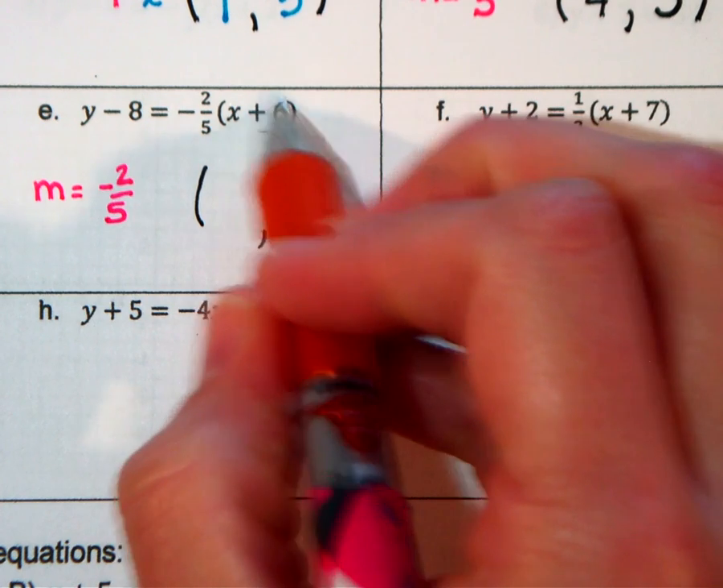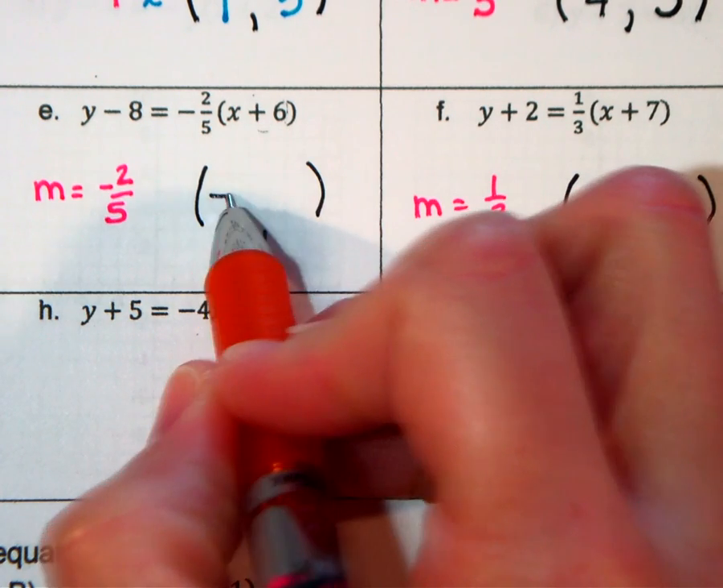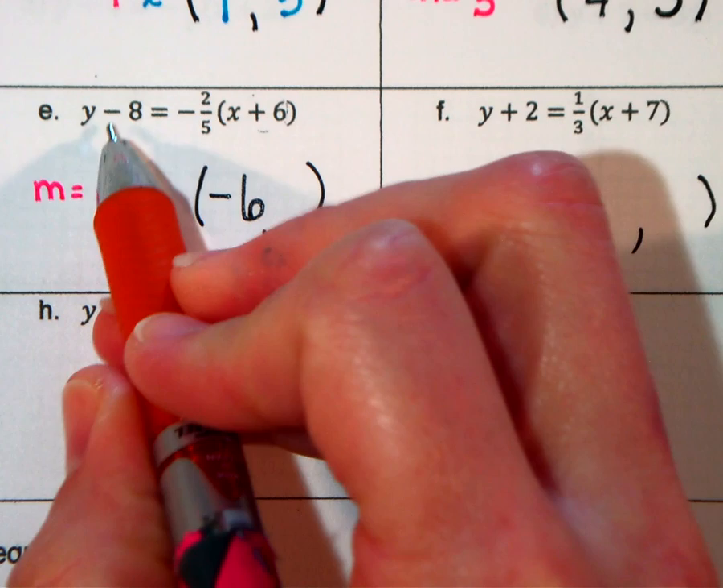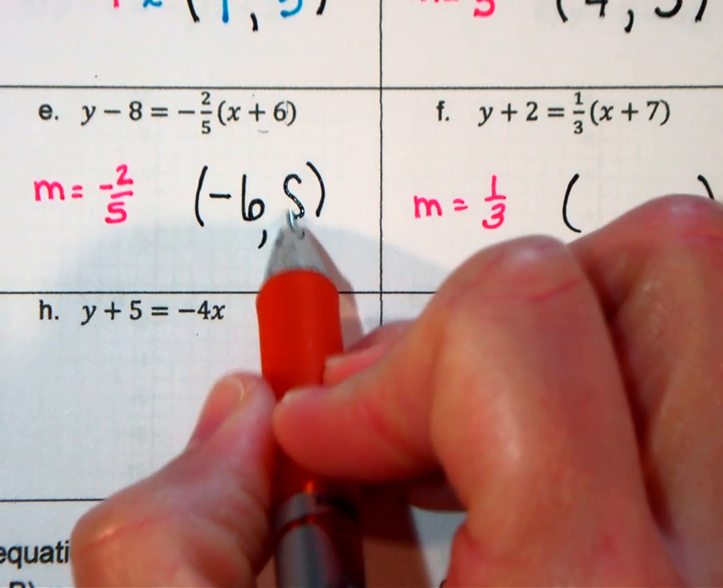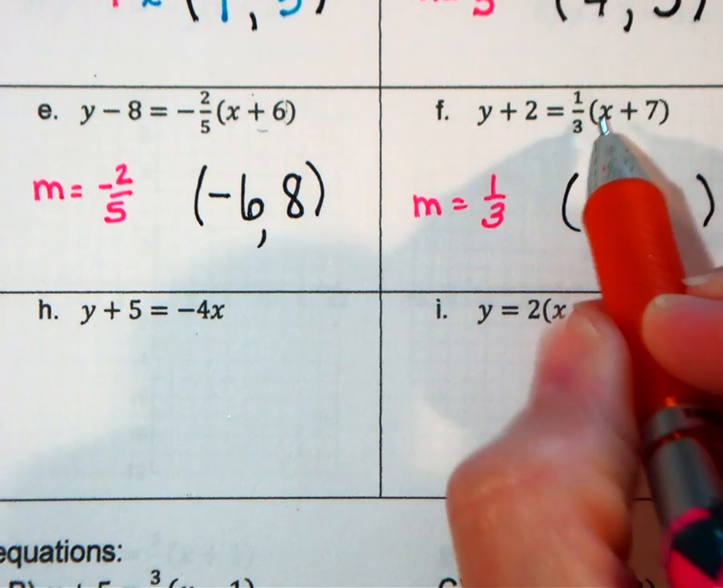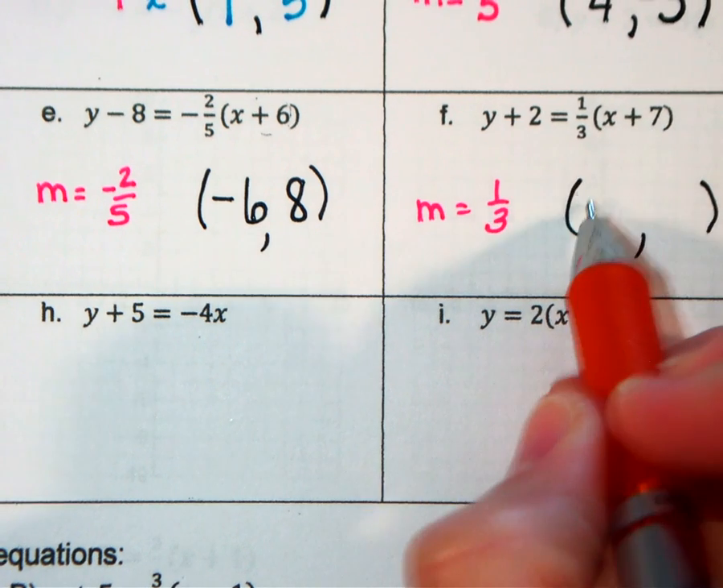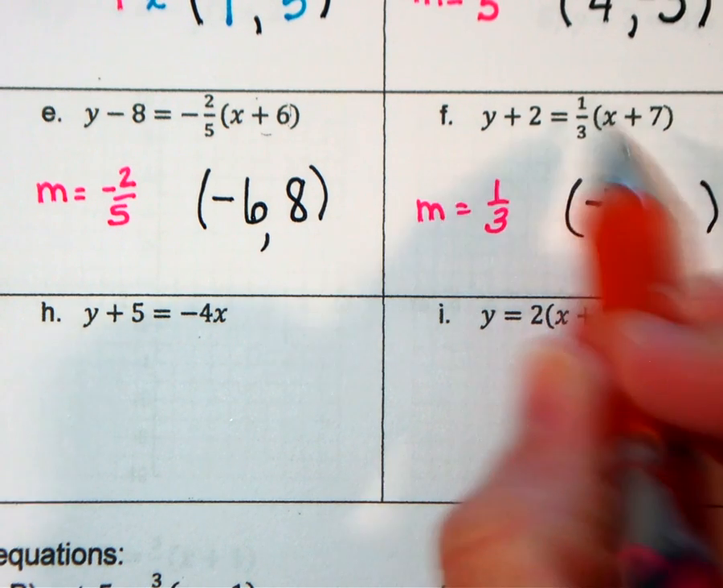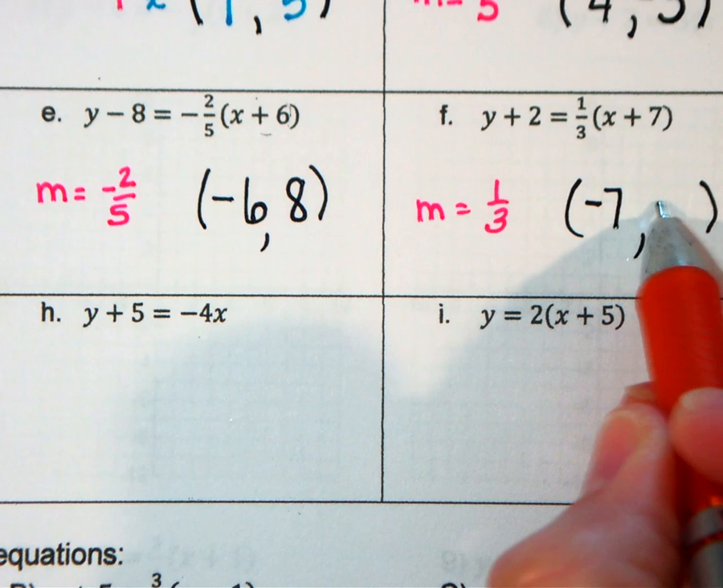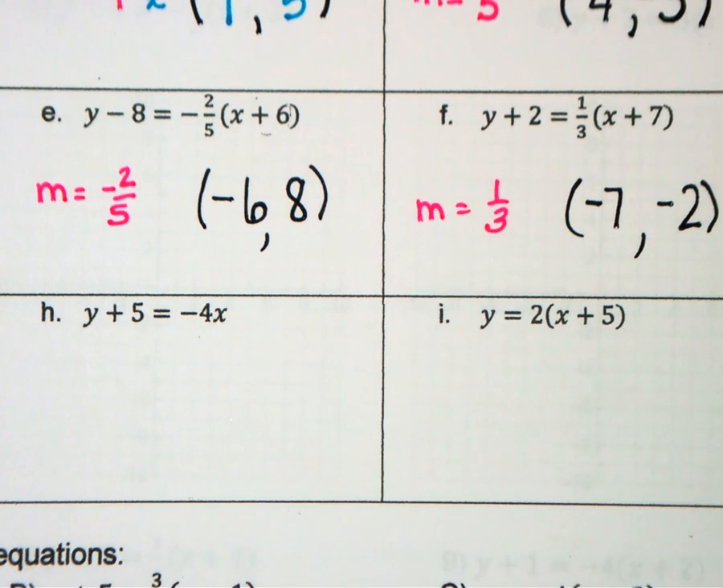Okay, so then right here, that's a +6, which means I'm going to write -6. That says -8, so I'm going to write +8. Go over to the x, that says +7, so I'm going to write -7. That says +2, so I'm going to write -2.